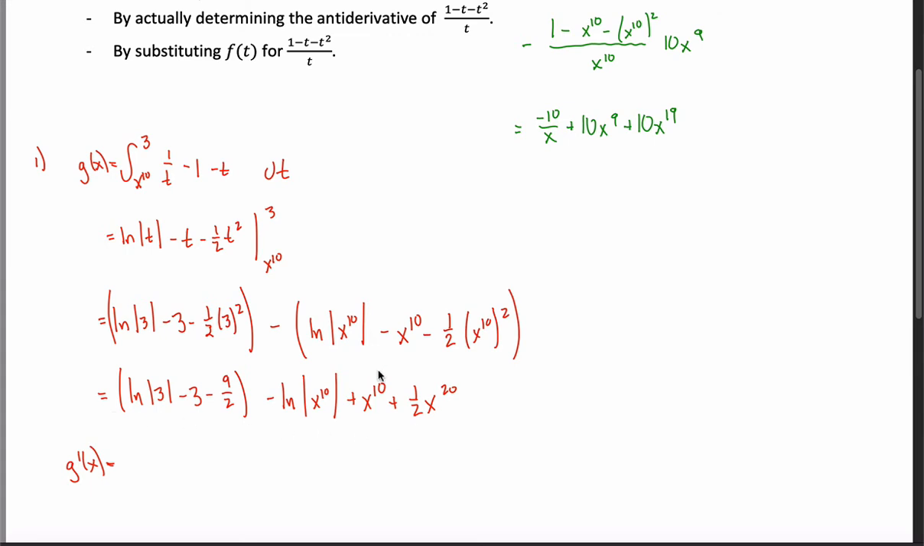G prime of x, the derivative of this thing, well, this is all just some number. I don't know what number it is. I don't care what number it is. So its derivative is just 0. The derivative of negative natural log of x to the 10th will stick around.